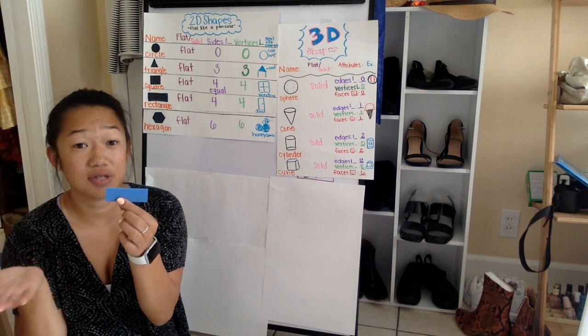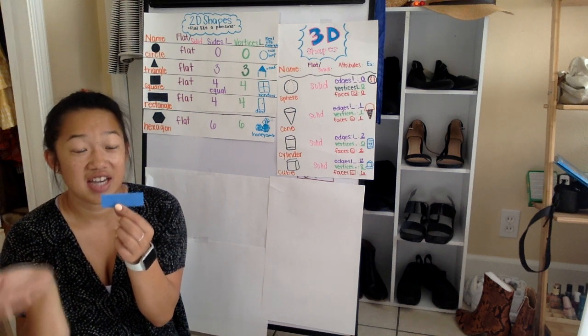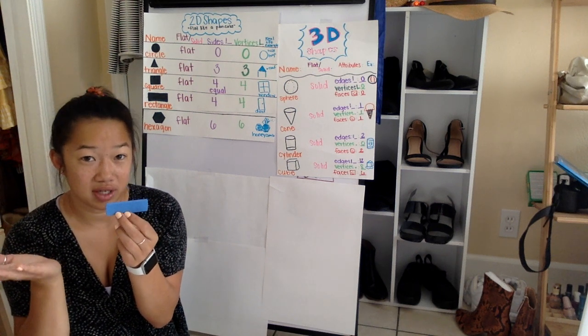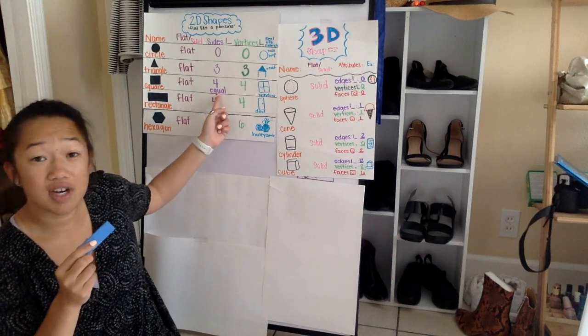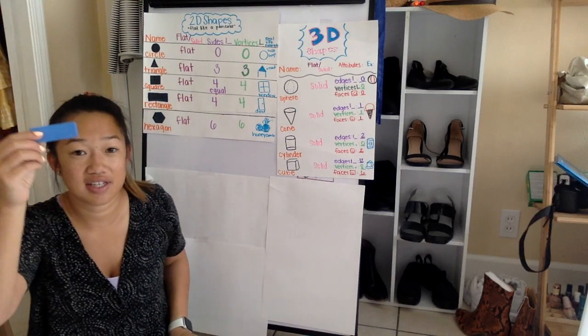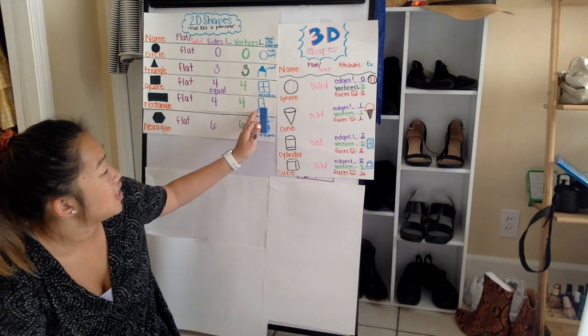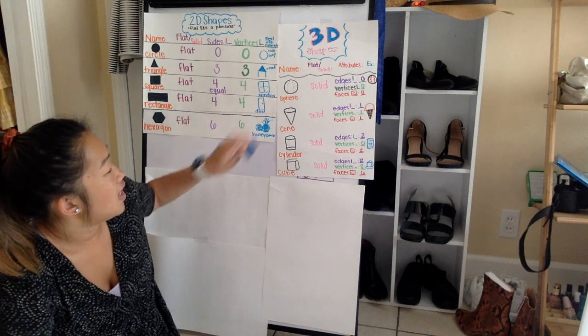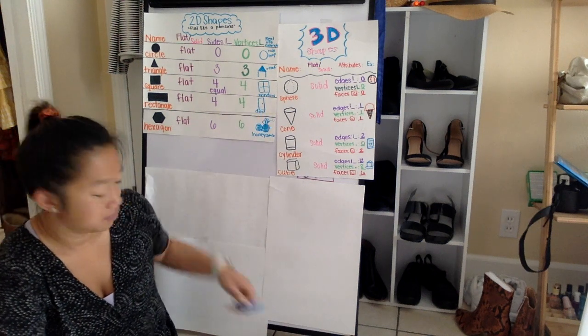So if we were to describe a rectangle and a square, they might sound really similar. That's why when you're describing a square, you've got to put the word equal in there so we can tell the difference. And my example of a rectangle from my house is a door.